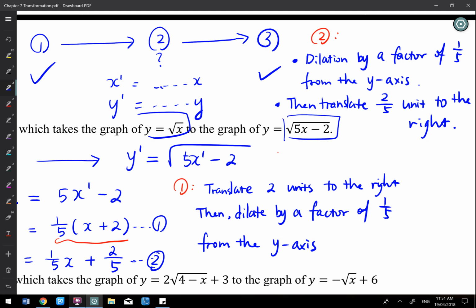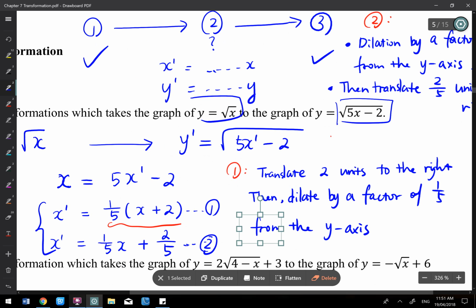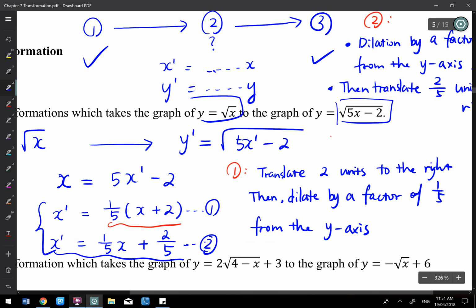Have you noticed you translated 2/5 units to the right and not 2/5 units up? Because it's the x. It's the thing that happened to x, not to y. If it happened to y, it would move up and down.